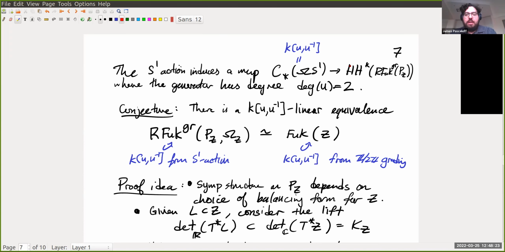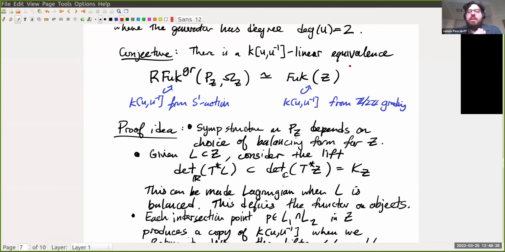Conjecturally, I mean, this is all conjecture. So if you see that, why not make this conjecture? You could conjecture that there's a KUU inverse linear equivalence between this Rabinowitz-Fukaya category of the punctured canonical bundle of Z and the actual Fukaya category of Z itself, where the Fukaya category of Z itself is 2-periodic just because it was a Z2-graded category to begin with, whereas this one is 2-periodic because of this S1 action. The reason why I want to do this, if this works, I say this is a conjecture, is that it geometrizes this U action. It makes the U action something geometric that you can actually look at.